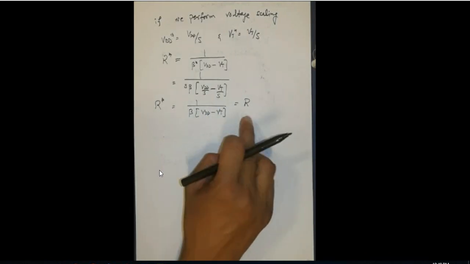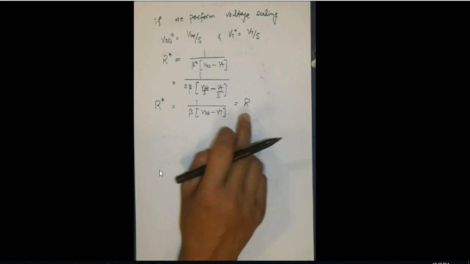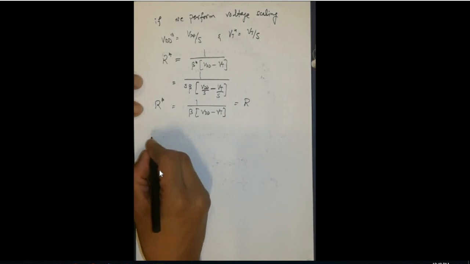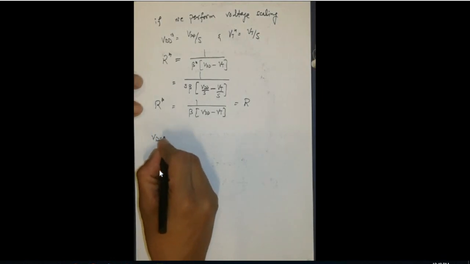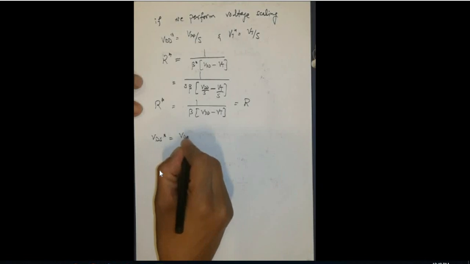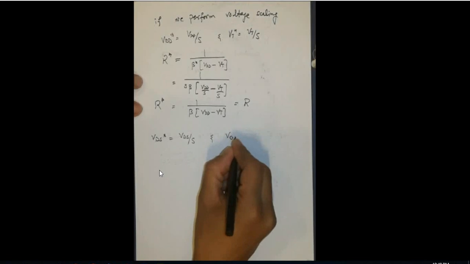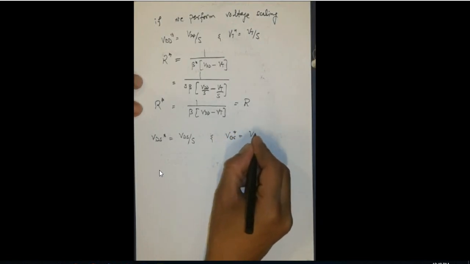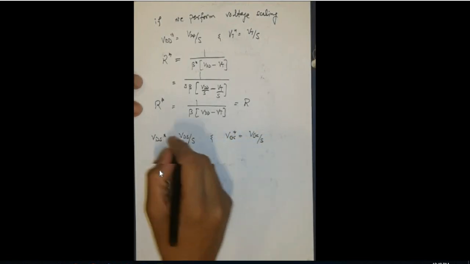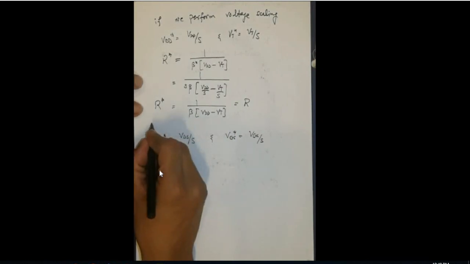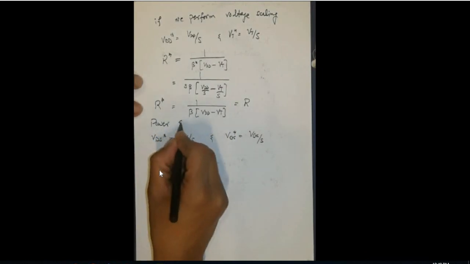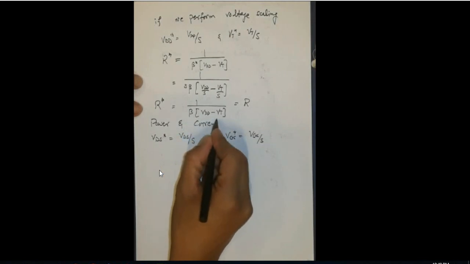So to see the effect of this resistance on current and power, we can observe different voltages. We can have voltage like VDS, which will be reduced to VDS by S, and similarly VGS will be VGS by S. Obviously we want to study the power and current.